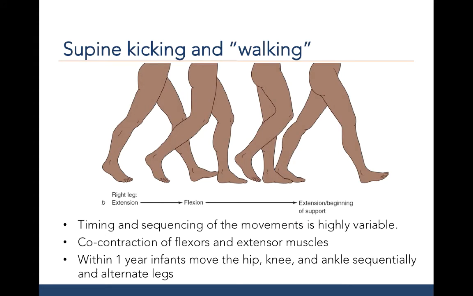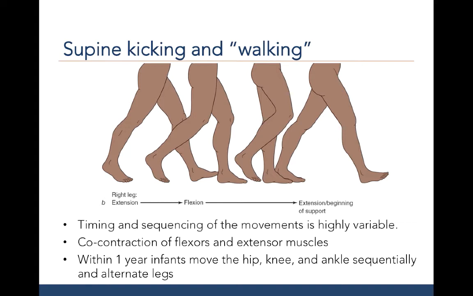Although the basic sequence may resemble adult walking, there are big differences between infant supine kicking and adult-like walking movements. First, the timing and sequence of the infant's movements are highly variable. Second, infants typically show co-contraction of the muscles that are used for flexing and extending the legs. This activation pattern is inefficient and inhibits movement. For example, it's hard to extend your legs when your flexor muscles are resisting that movement.